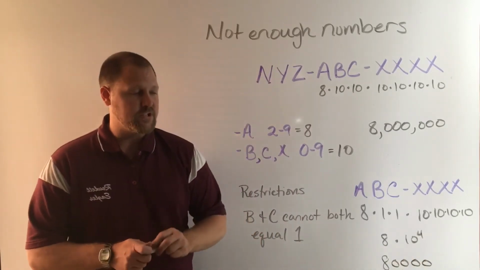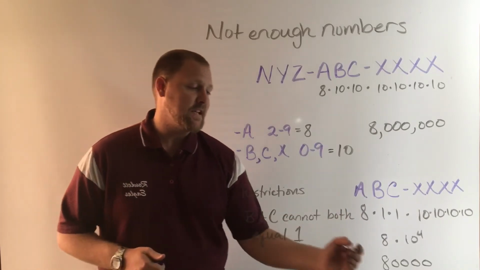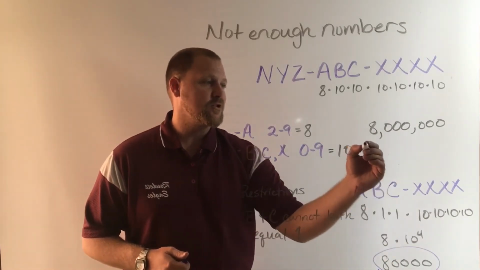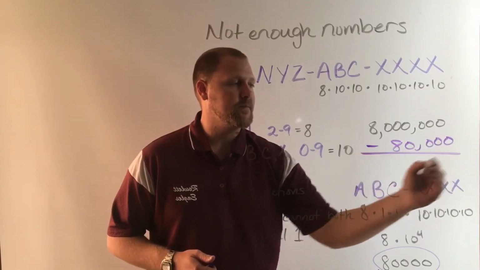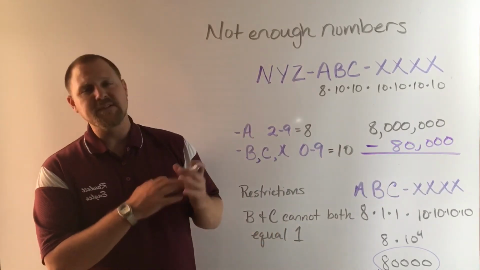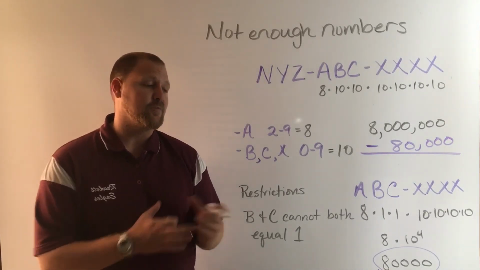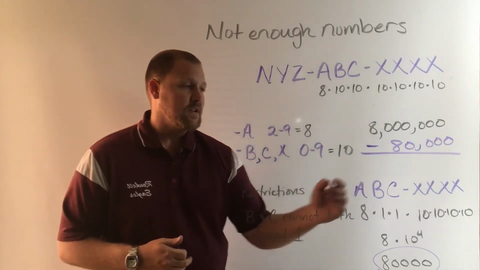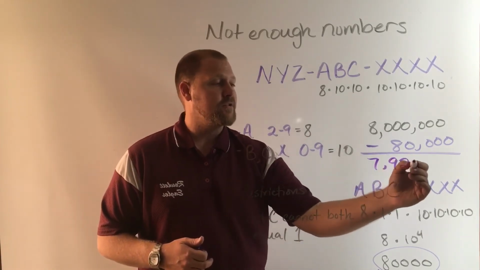So we have these restrictions. These are numbers that cannot exist. So we have to take this 80,000 and subtract it away from this 8 million. And so the number of 7-digit phone numbers that exist inside of a single area code based on these rules is 7 million, 920,000.